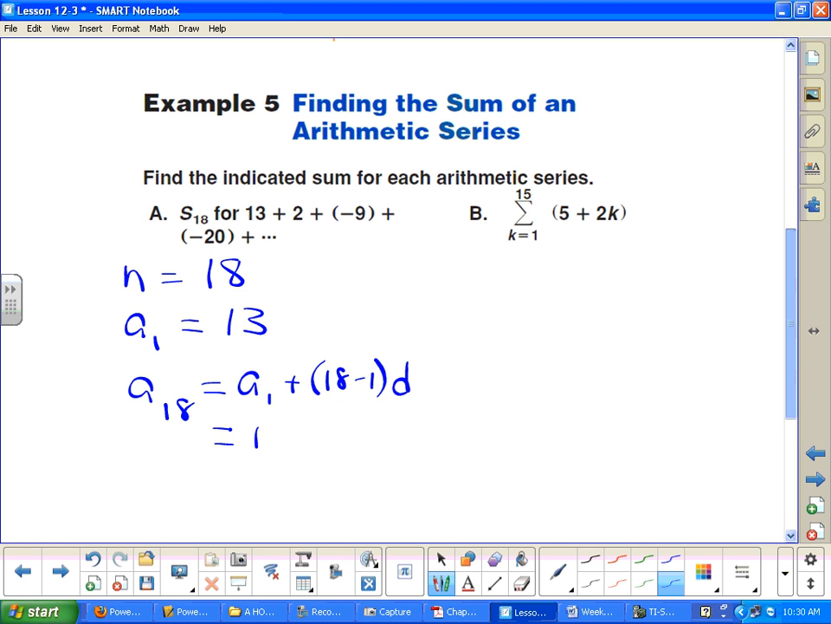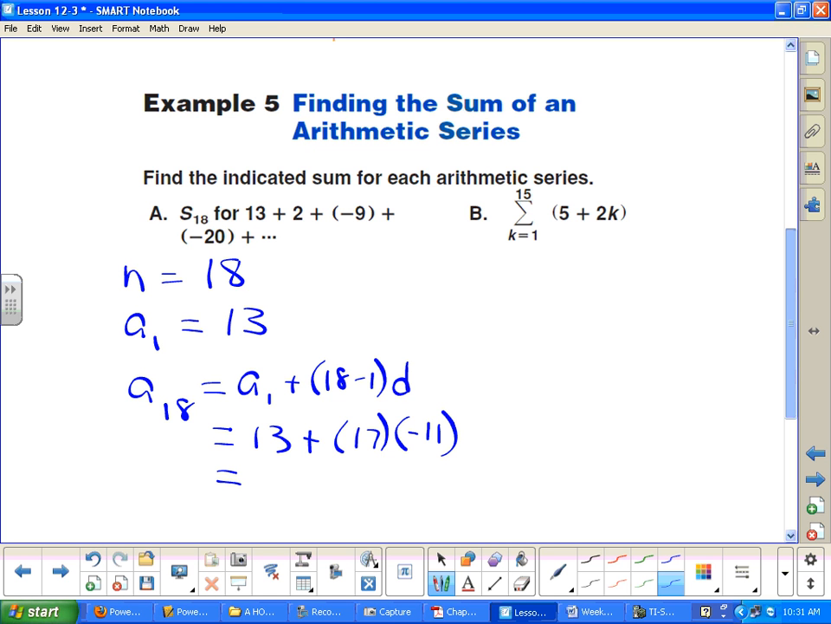So a sub 1 is 13, plus 17 times... what's it take to get from 13 to 2? Okay, subtracting 11, right? And that's the nice thing about a series when it's set up like that. All I need to know is, where are the easiest two numbers to find the difference of? And that's my common difference. 13 minus 2 is 11.